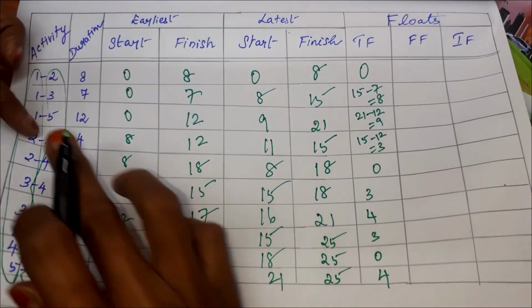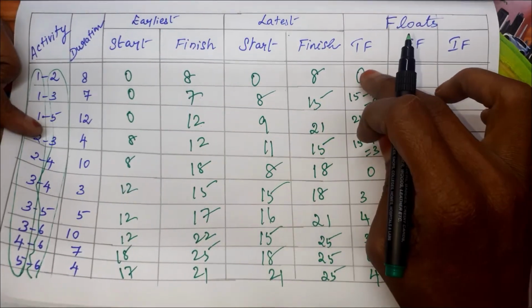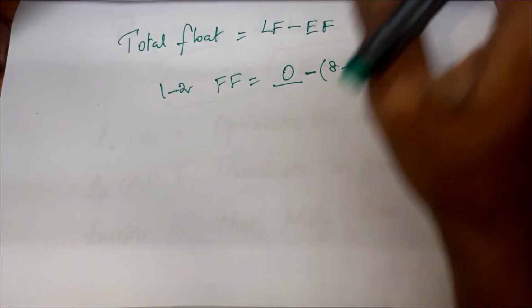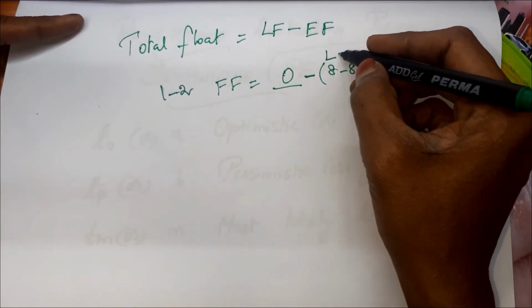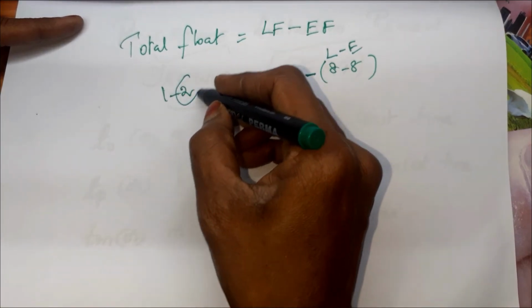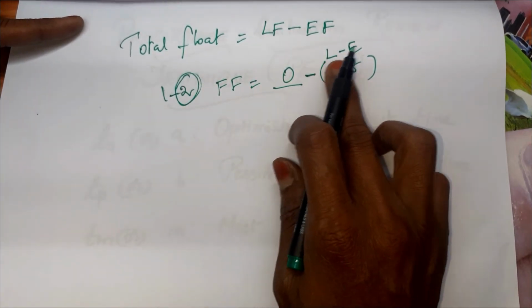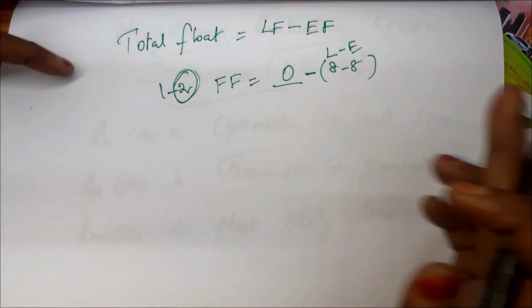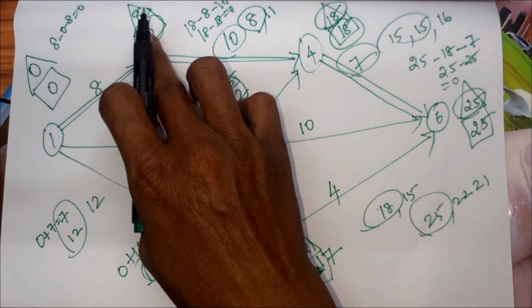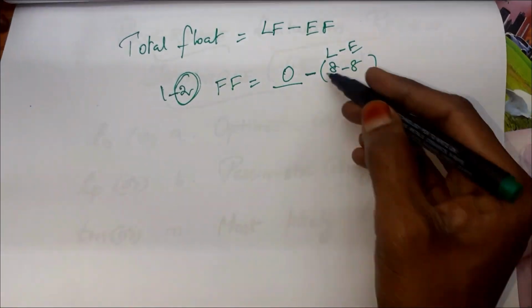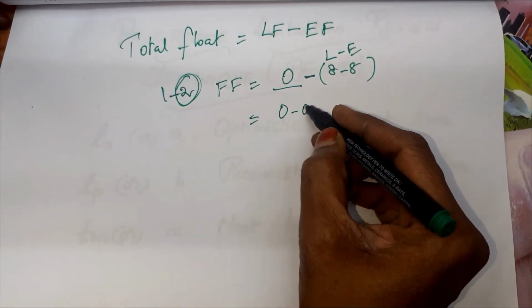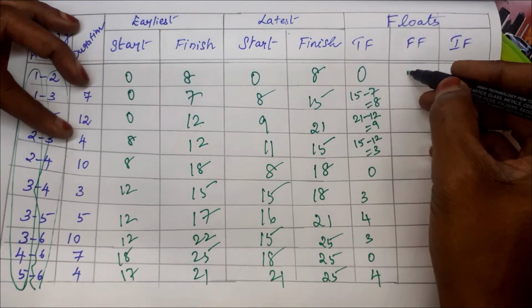I repeat, for the activity 1, 2, the total float will come first. Total float minus finish latest minus earliest of this event. Latest minus earliest of this event from the diagram. So for 2, latest is 8, earliest is 8. So 8 minus 8 within brackets. So 0 minus 0, which is 0, that is the total float.